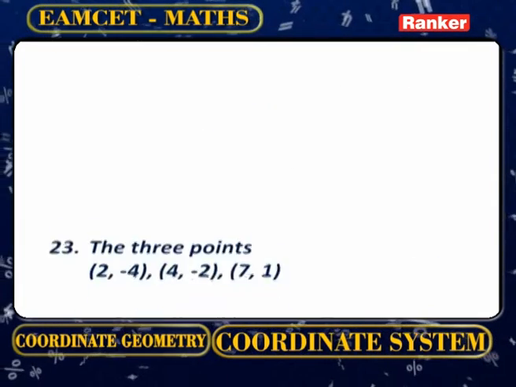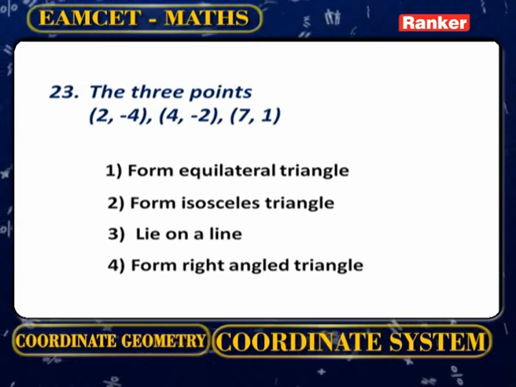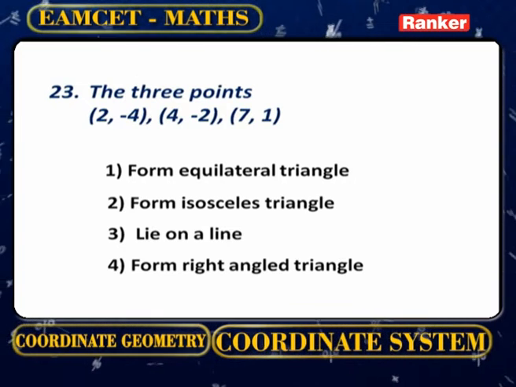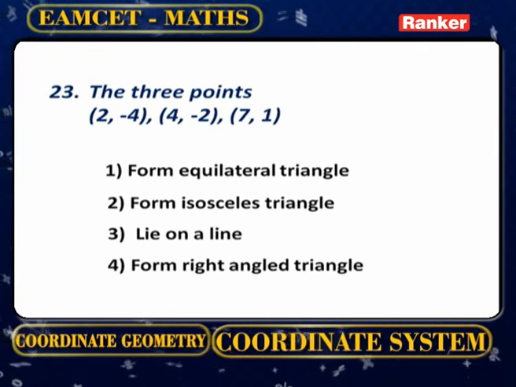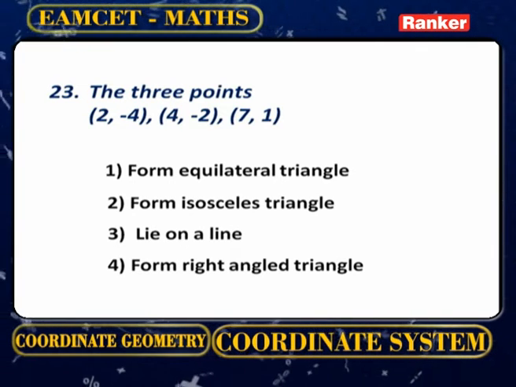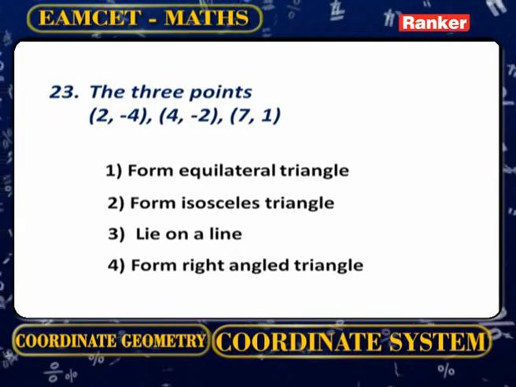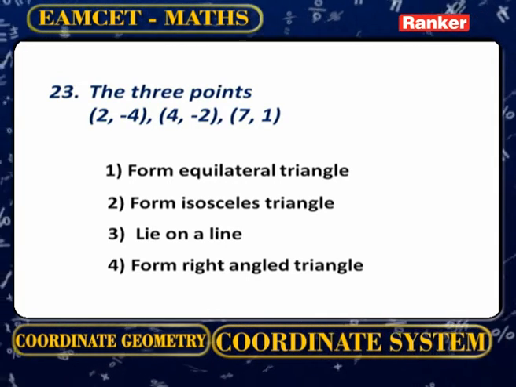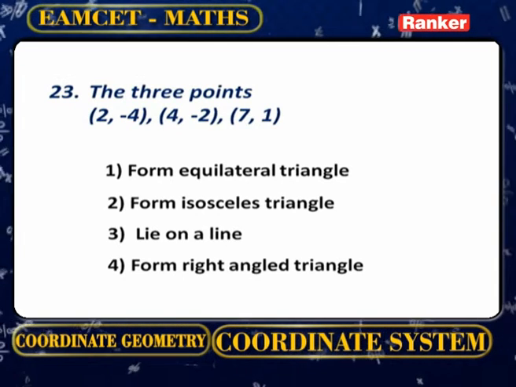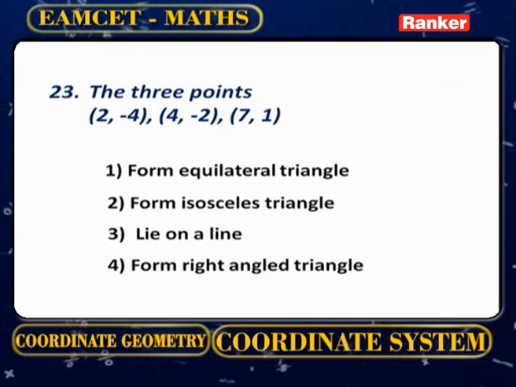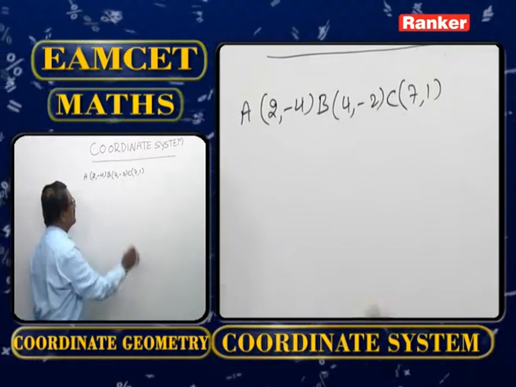Next problem. The 3 points 2 comma minus 4, 4 comma minus 2, 7 comma 1. Options: form an equilateral triangle, form an isosceles triangle, lie on a line, form a right angle triangle. Consider the given 3 points A, B, C.